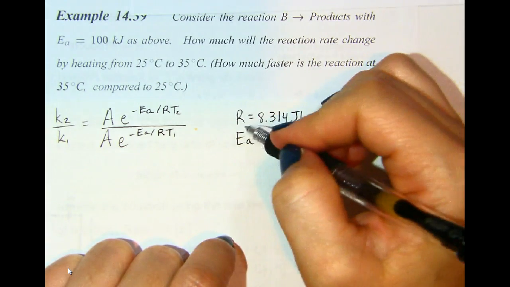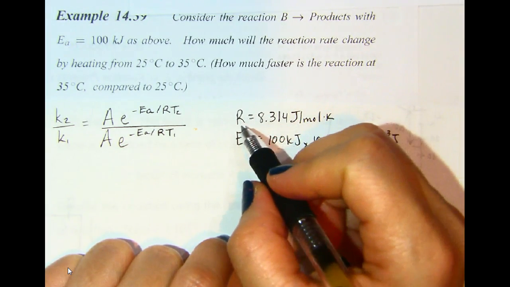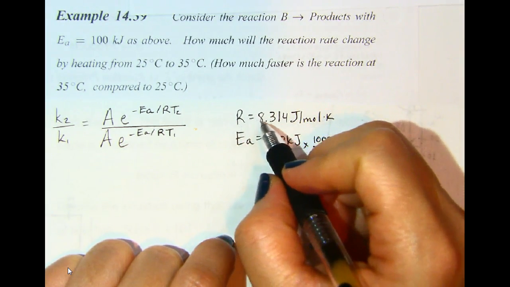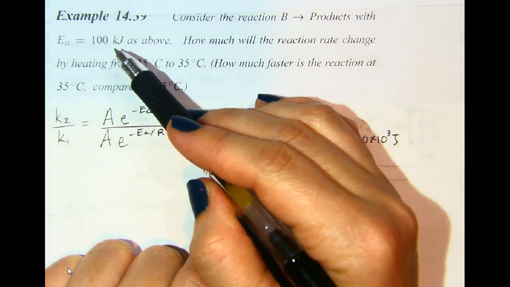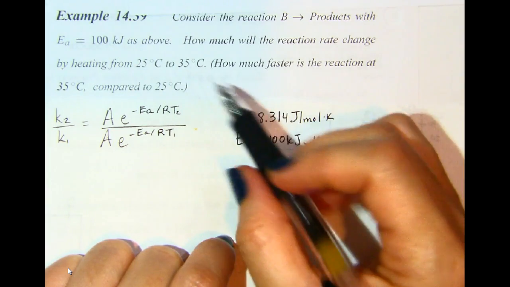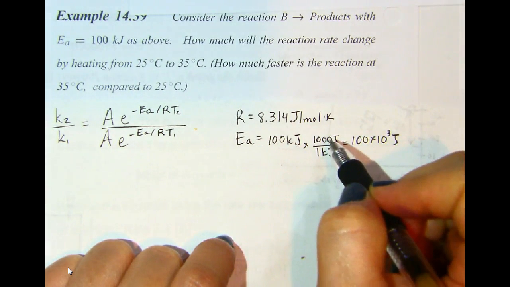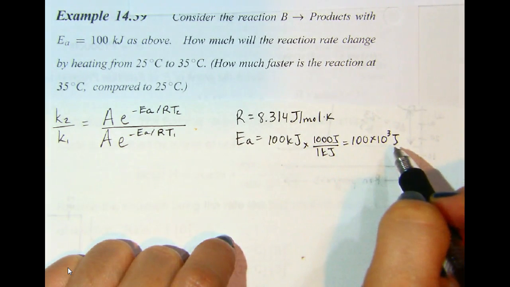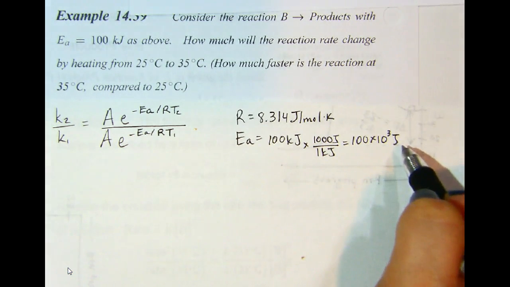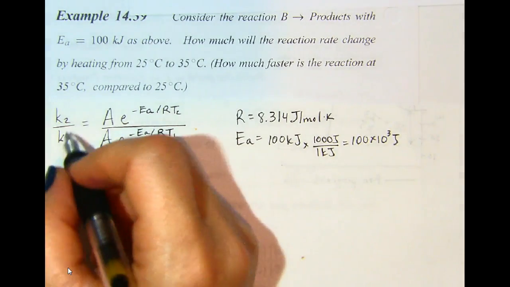Let's take a moment and recognize that R is equal to 8.314 joules per mole Kelvin. We've been given the activation energy in kilojoules, so I'm going to change that from kilojoules to joules. So 100 kilojoules times 1,000 is essentially 100 times 10 to the 3 joules. Now we can enter in our information.